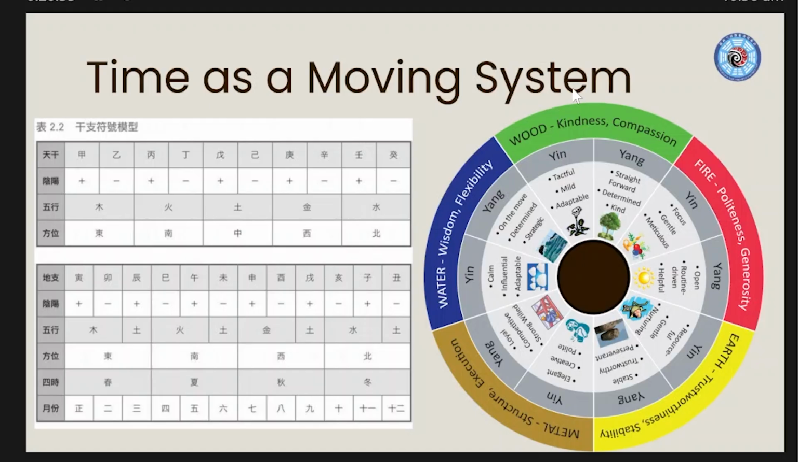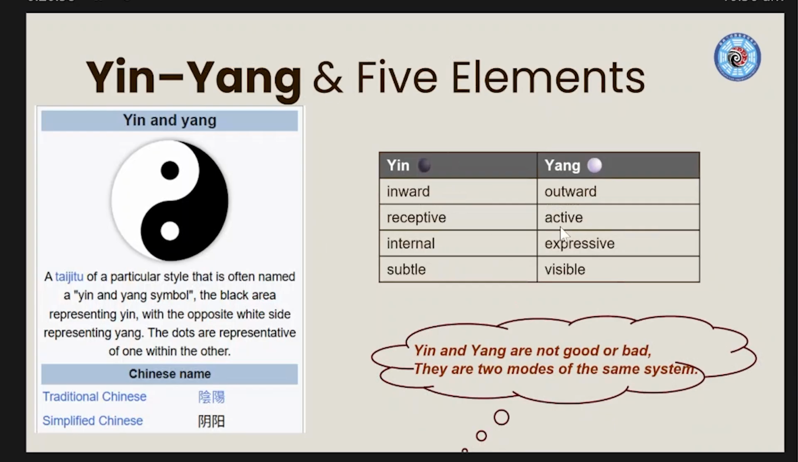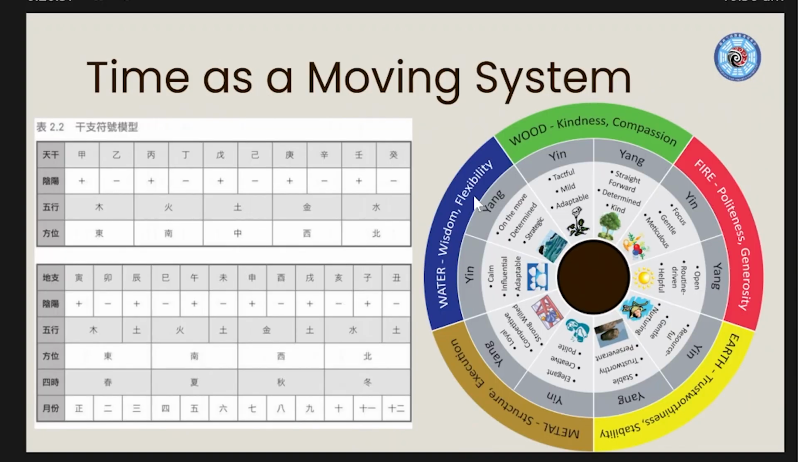So let's think about the wood. Going back to the definition, yin is something inward, something internal, something subtle, and yang is something outward, something visible, something active. So let's think about the wood element. How can it have these two different modes? Maybe the wood in yin mode can be a little grass, like a little flower. It's more subtle, more inward. And for the wood, the yang mode can be something like big trees, right? So there are just two modes of a certain element.